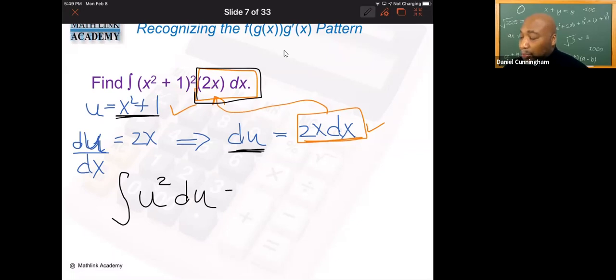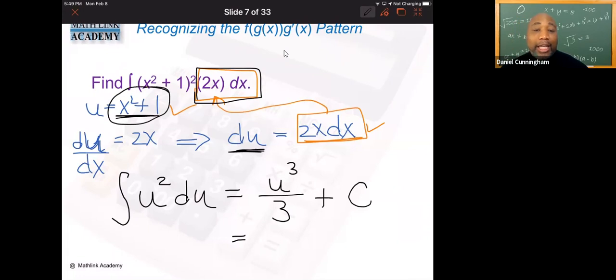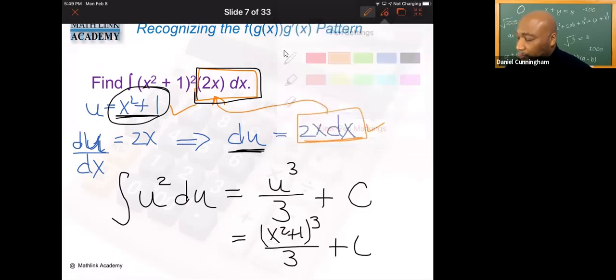We just use the power rule. This gives me u cubed over 3 plus c. What I did was integrate now with respect to u. And now I substitute back in, since my original equation was in terms of x, I substitute back in what u was. In this case, u is x squared plus 1. So I say (x squared plus 1) cubed divided by 3 plus c. And that would be my answer for this problem.